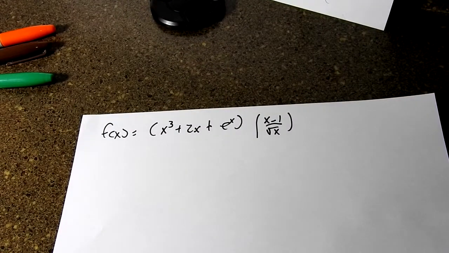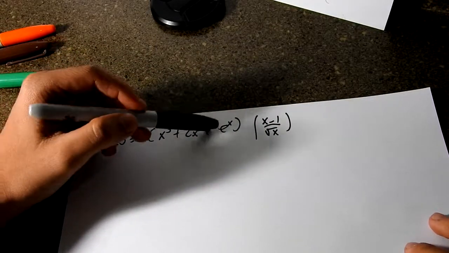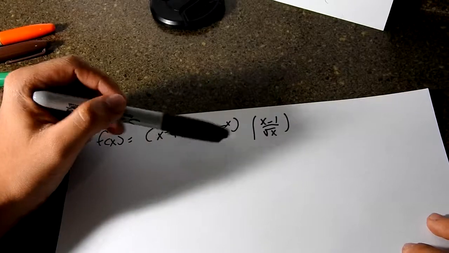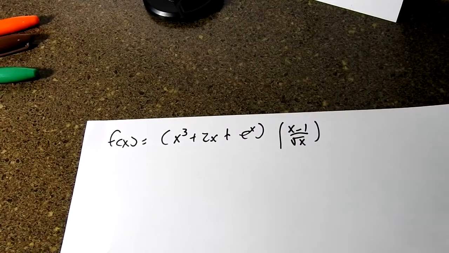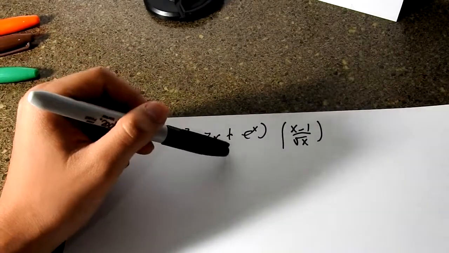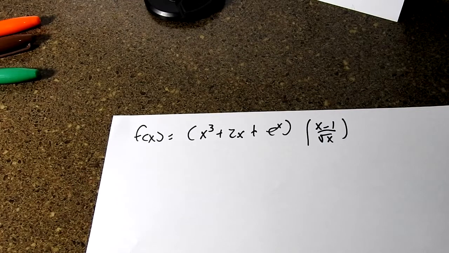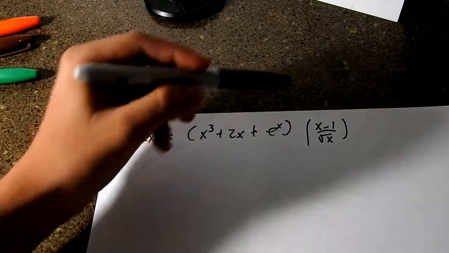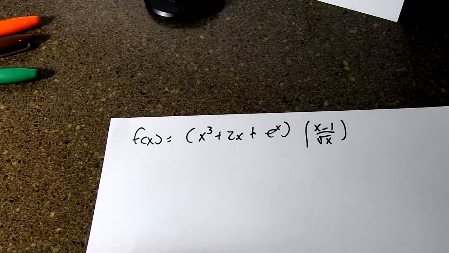So for this last example, we have a very long and very tedious process. We have x times (x cubed plus 2x) plus e to the x times (x minus 1) over square root of x. There are two ways to do this. We can combine these products in the numerator over square root of x and do it first as a product rule and then using the quotient rule, or we can first take the derivative of this using the quotient rule and then treat it as a product rule.